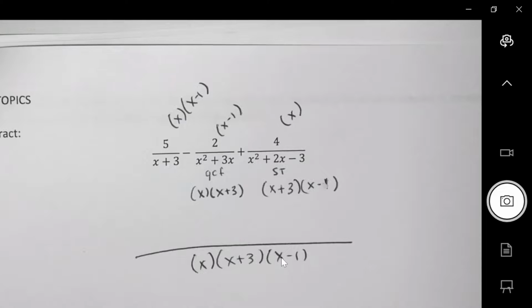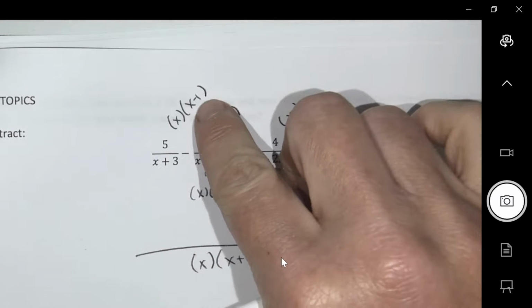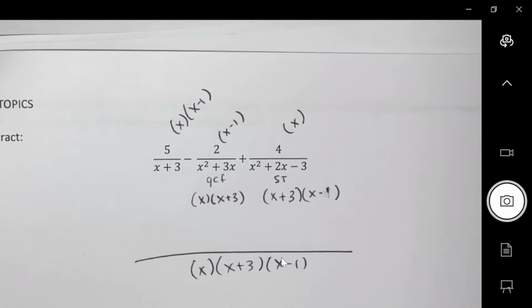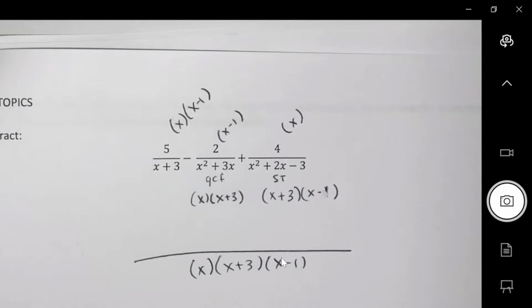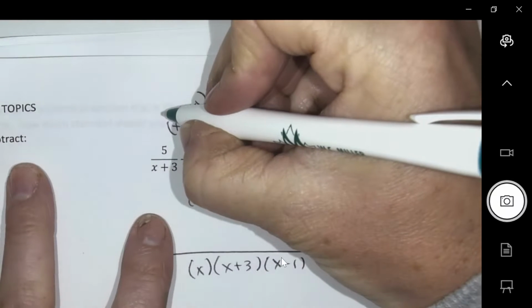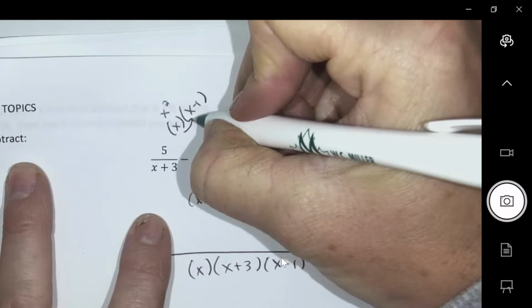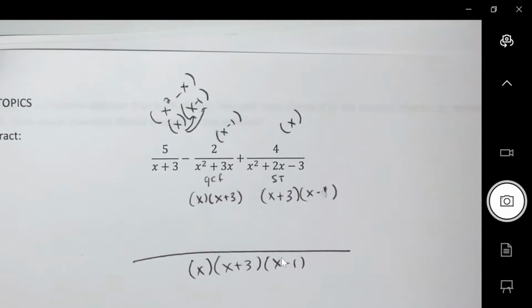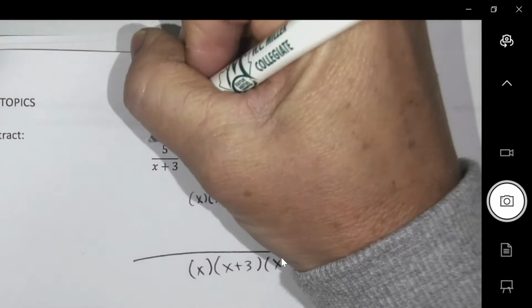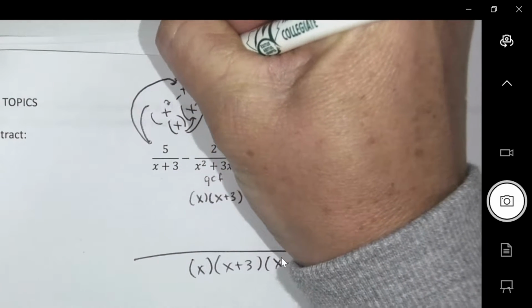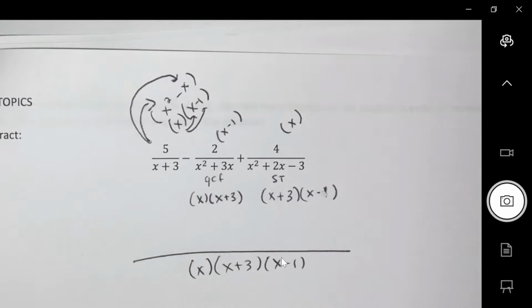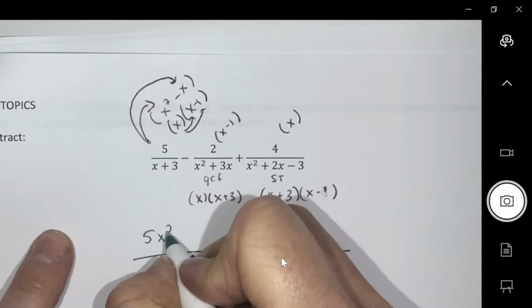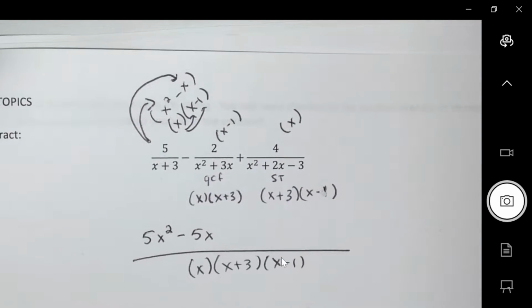Okay, what is my big hint when you're multiplying 3 things together? Do you remember that? Multiply 2 things together, and then you can go by the third. So this would be x squared minus x. X squared minus x. Then I'm still going to have to multiply it by 5 after. So 5x squared minus 5x.